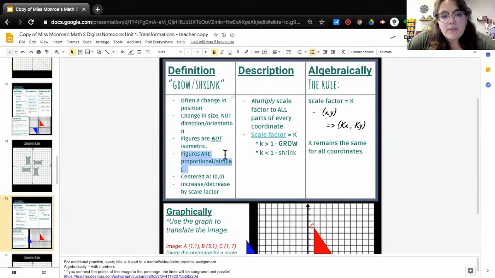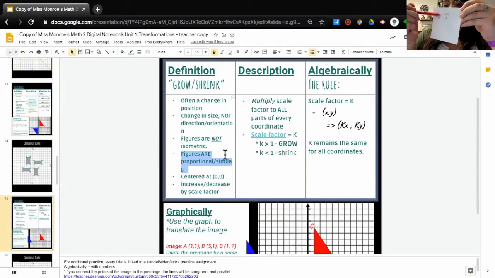Our next part, figures are proportional or similar. Sorry, they're proportional. You guys should have heard of that before. Proportional means that they get smaller or larger in a proportional manner. So if I have A over B equals C over D, I know the different proportional relationships at play here. I know that A multiplied by something will get me C, and I know that B multiplied by something gets me D.